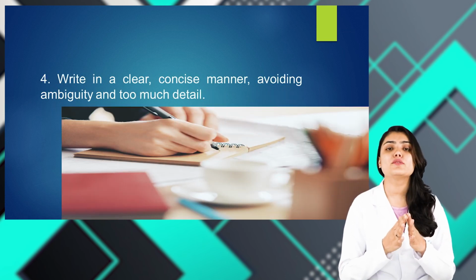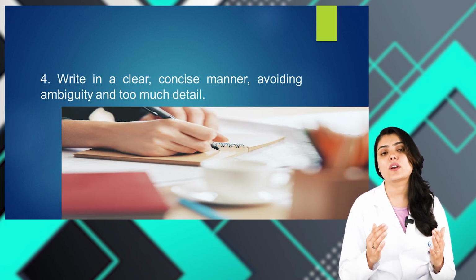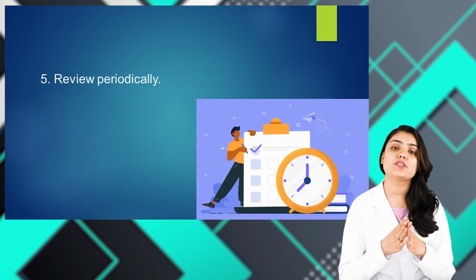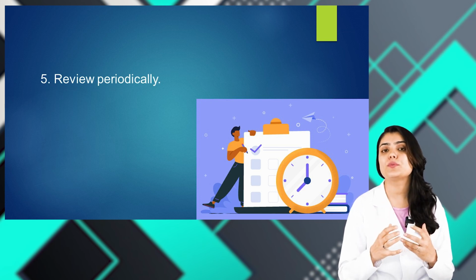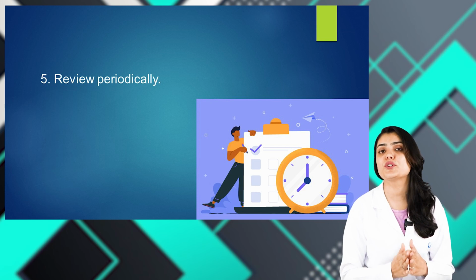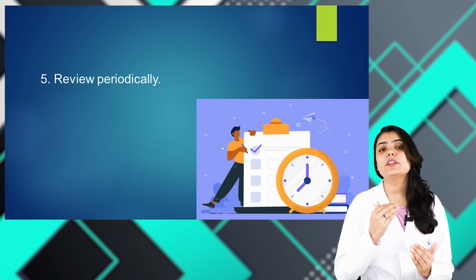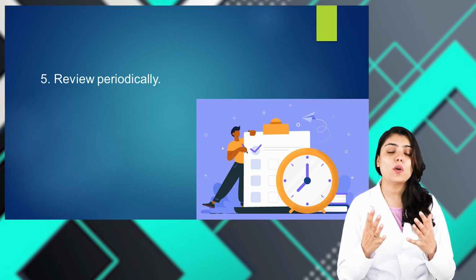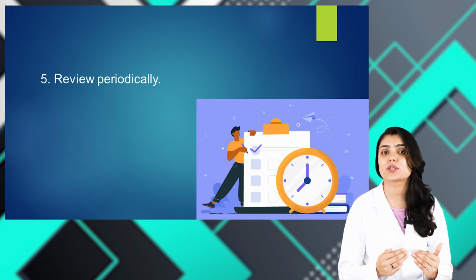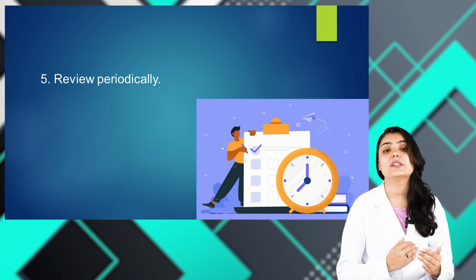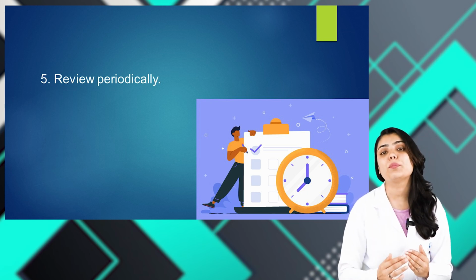The next important guideline is to write in a clear and concise manner to avoid any kind of confusion. And the last guideline is that the job description must be reviewed periodically. Why do we have to review the job description periodically? Because every job comes with different responsibilities, and the job responsibilities may change time and again. In order to make sure that the job description includes every responsibility that the individual has to carry out, it must be reviewed and updated periodically.